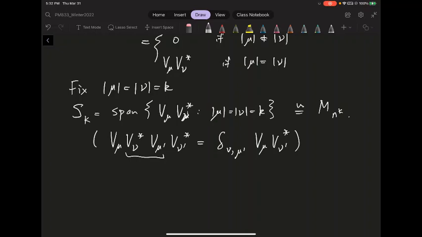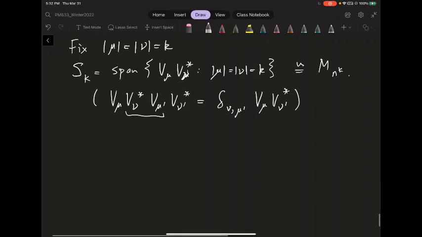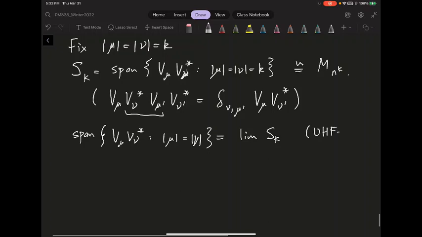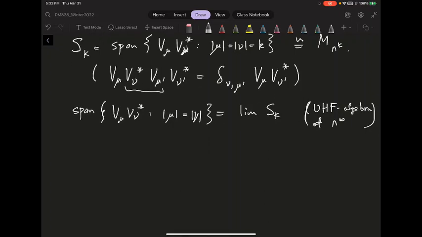So each of these S_k is isomorphic to a matrix algebra. And if you take the span of all these V mu, V nu star when they have the same length, this is just equal to a direct limit of these S_k, okay? So sometimes this is called the UHF algebra, okay? This is the UHF algebra of type n to the infinity, essentially just a direct limit of a bunch of matrix algebras. And the nice thing about matrix algebra is that matrix algebras also have a conditional expectation.